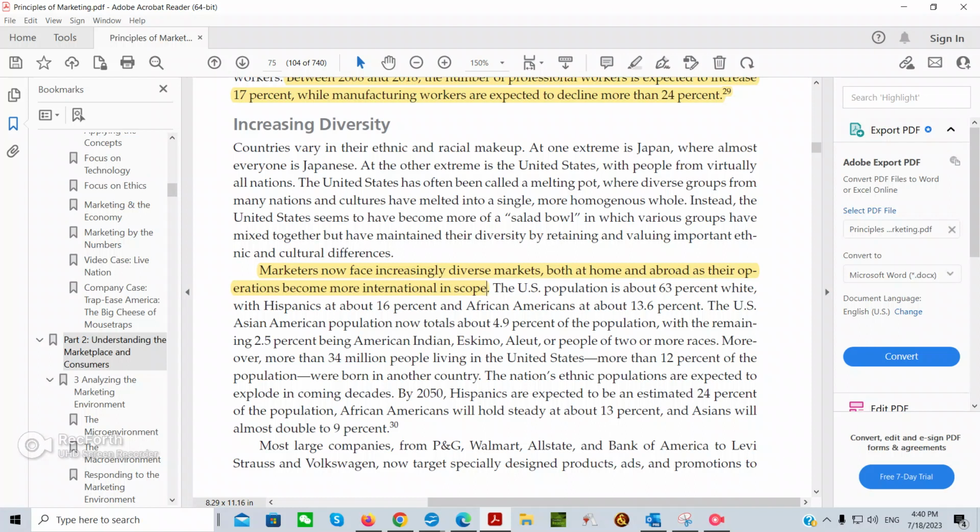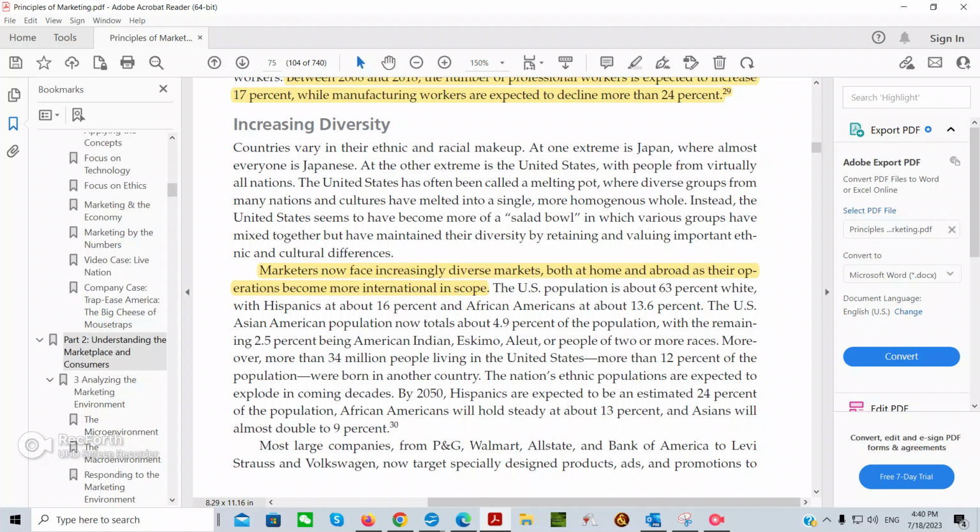Moreover, more than 34 million people living in the United States, more than 12% of the population, were born in another country. The nation's ethnic populations are expected to explode in coming decades. By 2050, Hispanics are expected to be an estimated 24% of the population.